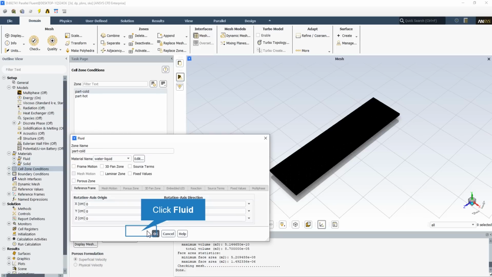Before investigating the boundary conditions, we should check the cell zone conditions. There are two separated zones of cold part and the hot part. Both of them are the fluid type, and the material for the fluid type is defined as water liquid.